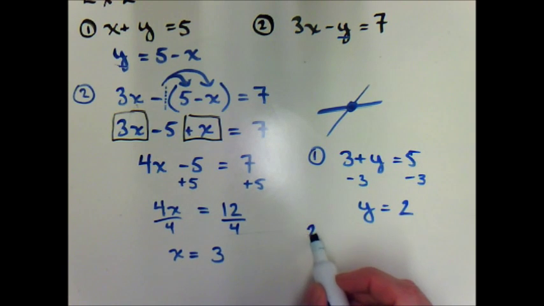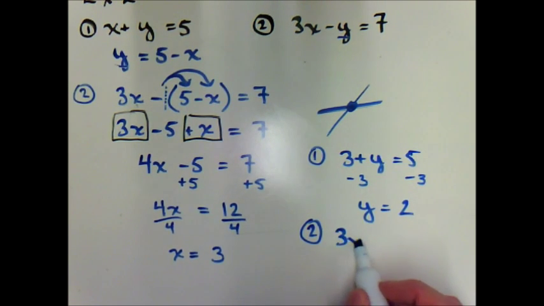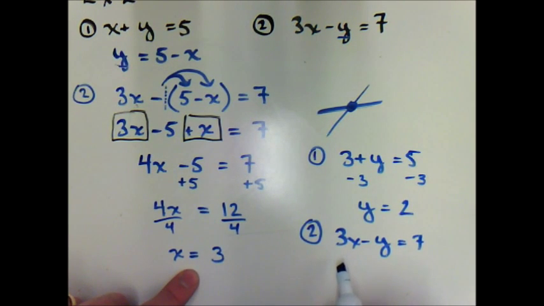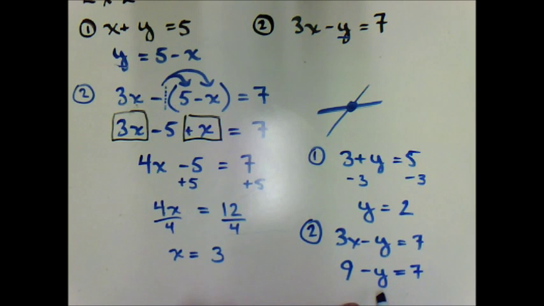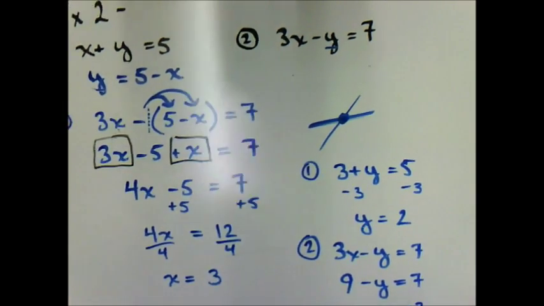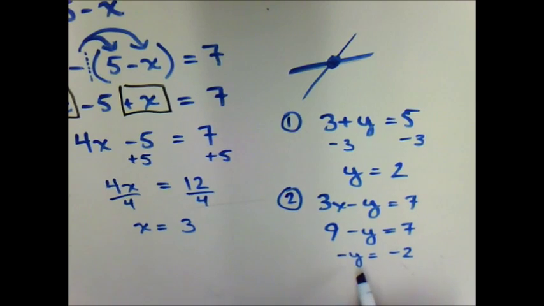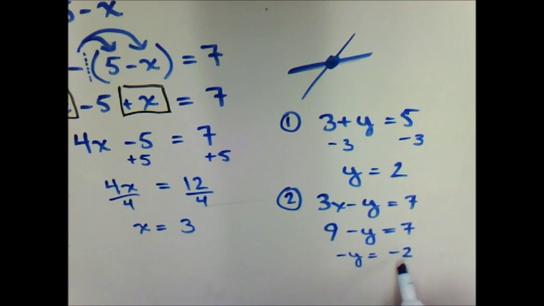I'm going to double check the answer in equation 2. We've got 3x minus y equals 7. x is 3. I'm just going to do it quickly. So we have 3 times 3 here. This becomes 9 minus y equals 7. I'm going to subtract 9 from both sides. Negative y, 7 minus 9 is negative 2. And, well, negative y equals negative 2. That's easy. y equals 2.